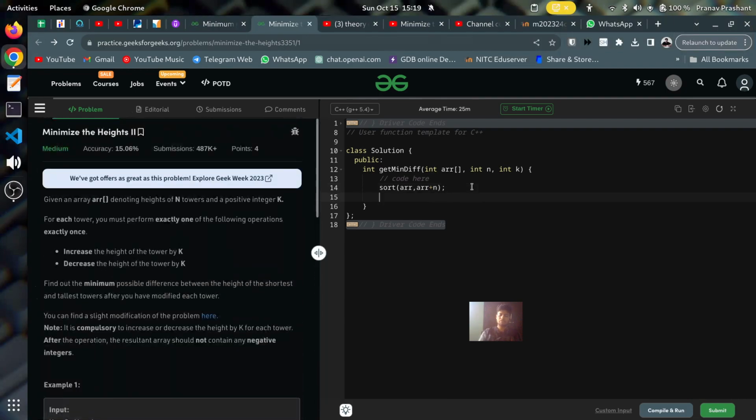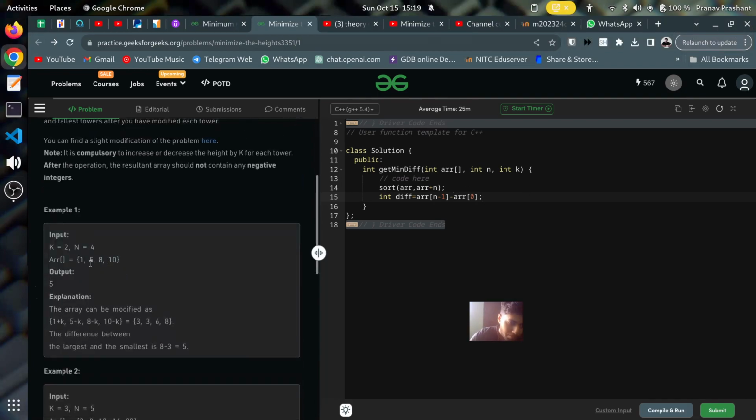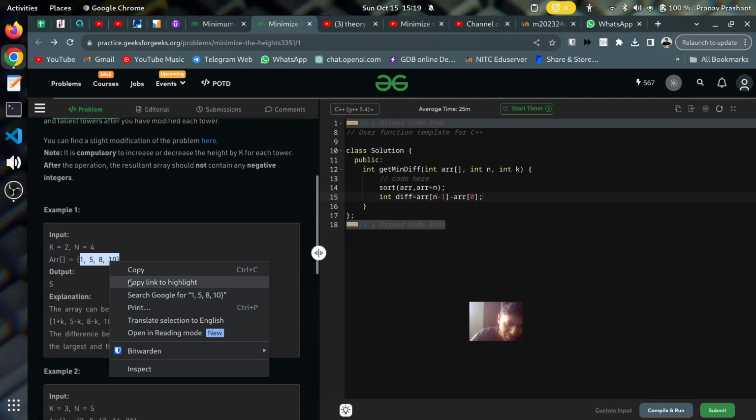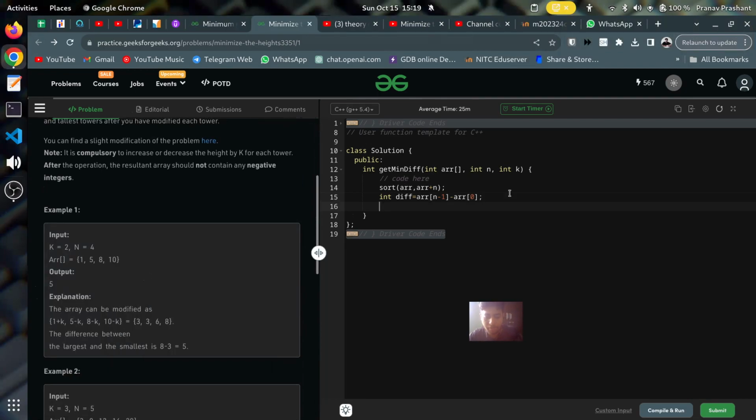We will sort the array first, and what we'll do is we'll take this int difference. See, now if we have sorted the array, the smallest element is the first one and the largest element is the last one. So that can be a possible answer. But this is not the only answer, because for example, if we have 1, 5, 8 and 10, our difference variable stores the difference of the largest and the smallest element.